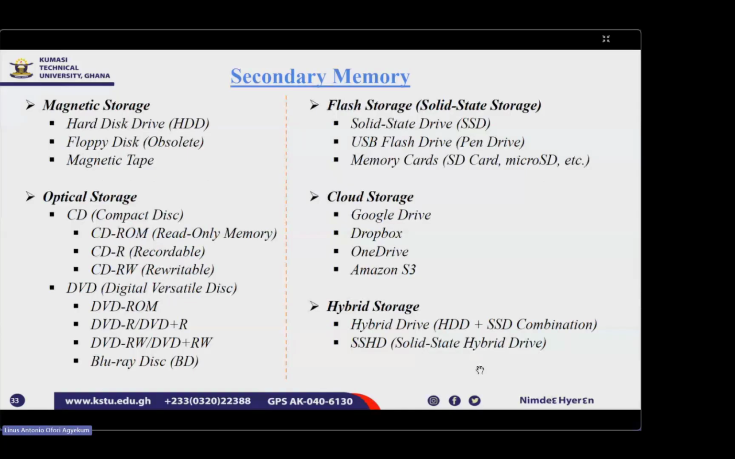So when we take the secondary memory, for instance, for the magnetic storage, we have the normal hard disk drive. Then we have the floppy disk, which is very obsolete now. You would not find any computer that uses the floppy disk drive. I was privileged to see a computer that uses the floppy disk drive, even though I'm very young. And then there is the magnetic tape.